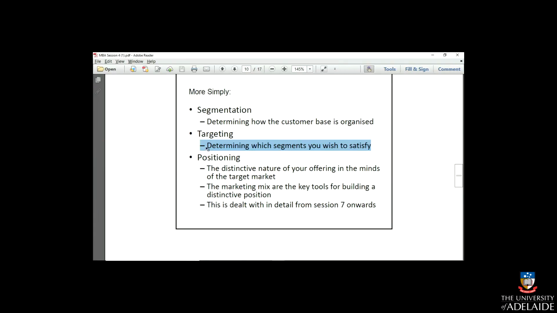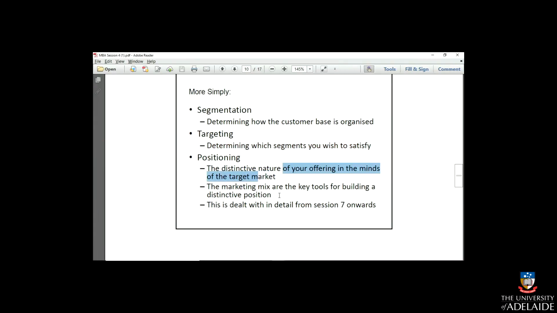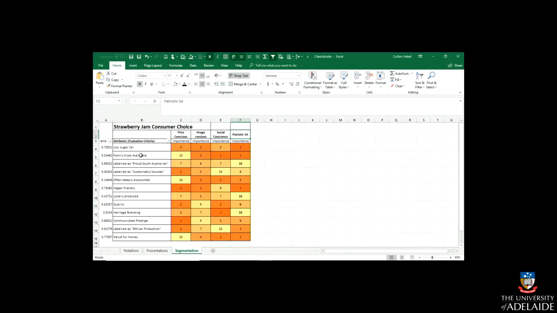And then positioning. Positioning is what you do with each of those attributes. So, the marketing mix, being your product, price, place, promotion, and other those. The argument goes that you manipulate those to alter the perceptions that consumers have about these varying things. All right.